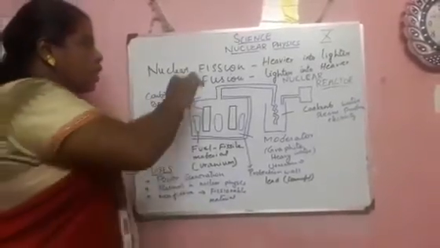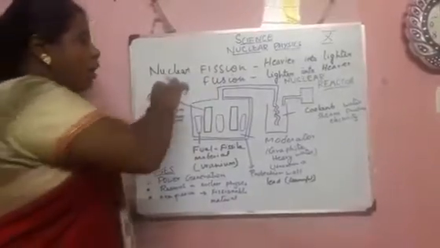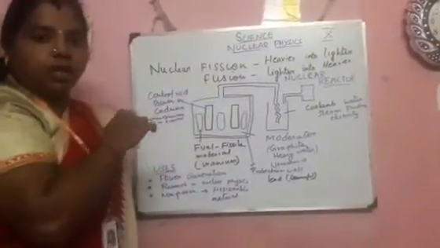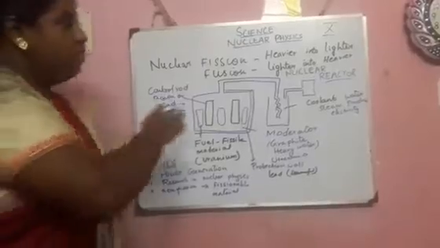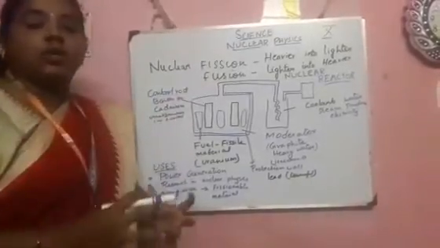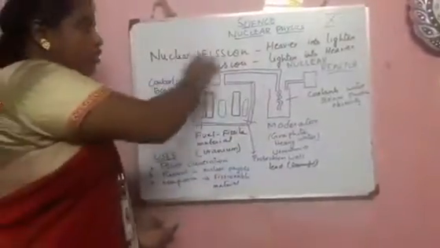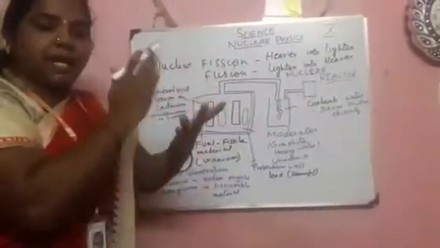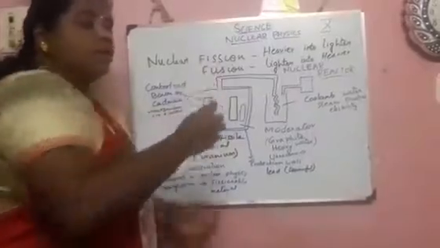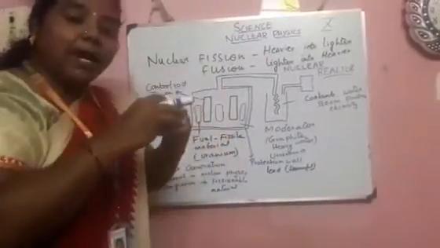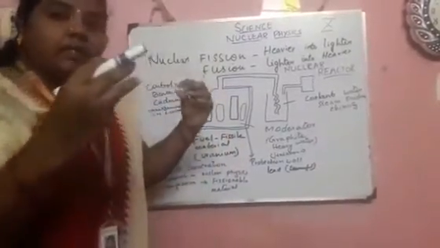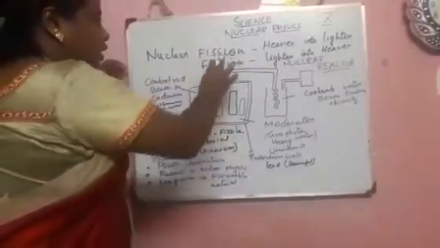Now we see the two types of nuclear process. One is fission and the other one is fusion. It is a nuclear process only. Fission is when a heavier nucleus is converted into two lighter ones. Fission means it has been separated. And fusion is when two lighter nuclei combine together to form a heavier one. It is a joining one. Okay, so these are all the important ones.